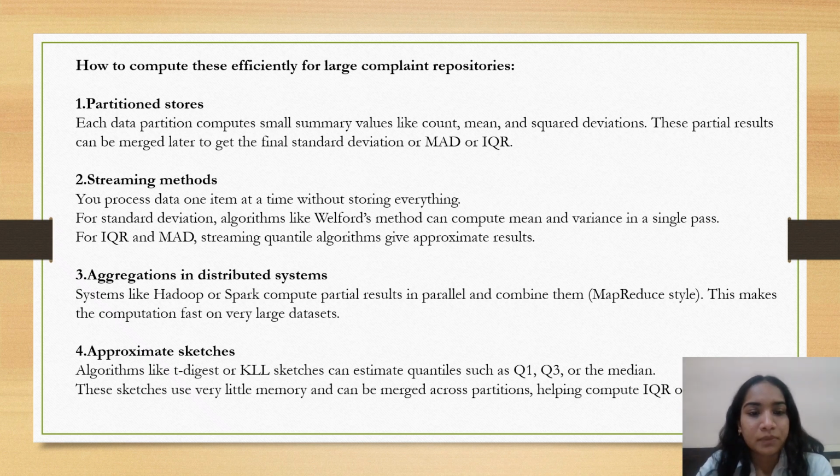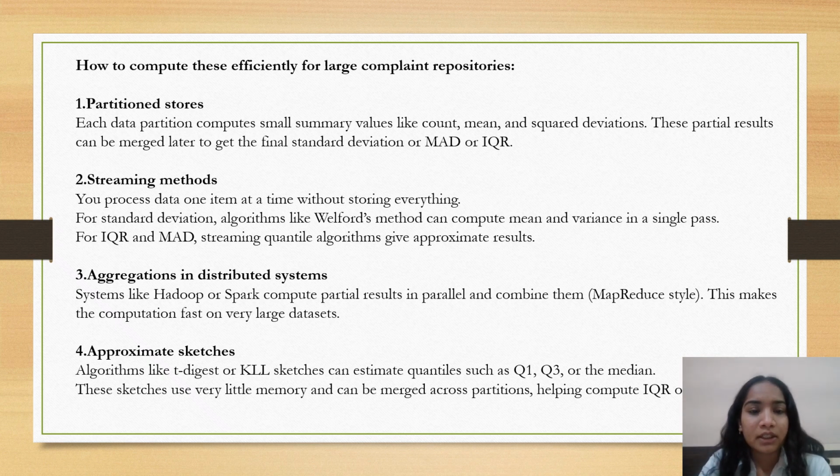After that, third is aggregations in distributed systems, technologies like Hadoop or Spark. This helps compute results in parallel. So each cluster processes a chunk of data and then the results are combined in a map reduce style flow. So this is extremely efficient for large complaint data sets.